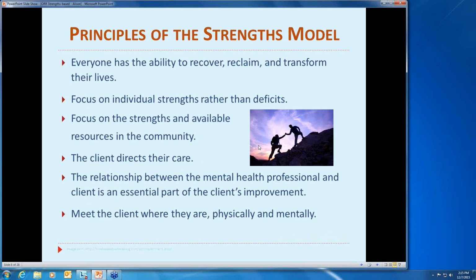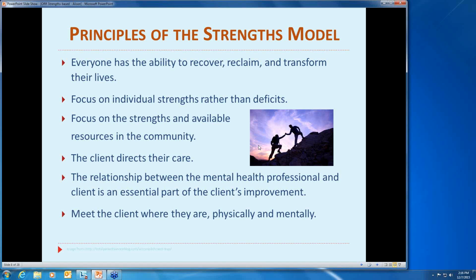So principles of the strengths model, and these help to really guide your care and your practice with your clients. So everyone has the ability to recover, reclaim, and transform their lives, and that is fundamental that you believe that. Not everyone can completely get to where they want or where they think they want to go, but we can at least help them live more of the life that they want. Also, the focus is on individual strengths rather than deficits. We already went over that. And focus on the strengths and available resources in the community.